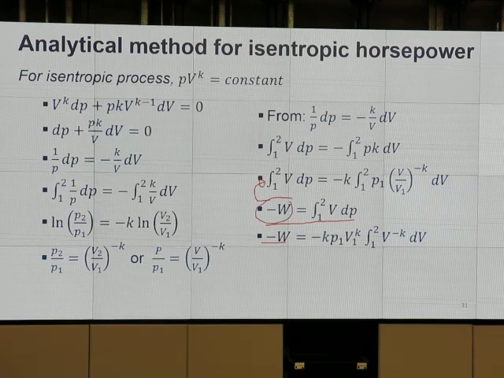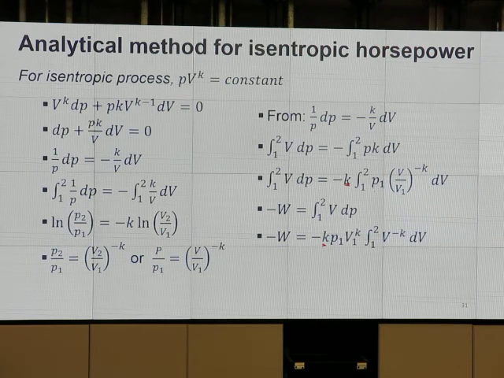We get minus W equal to, okay, look at the right-hand side carefully. You see this K? It's there. P1 and V1 to the power of K is a constant. It doesn't change from condition 1 to condition 2. Think about it. Suction pressure doesn't change, right? Suction pressure stays the same. So I can take it out of the integration sign.